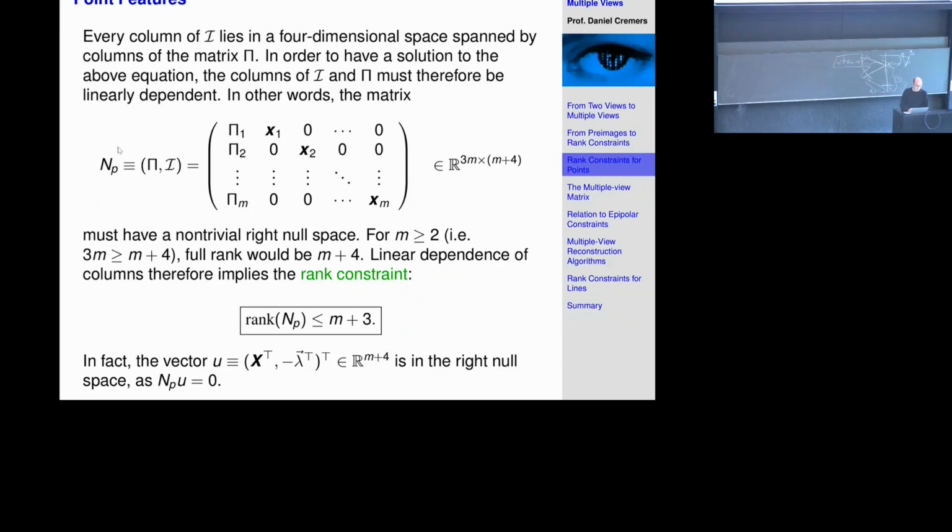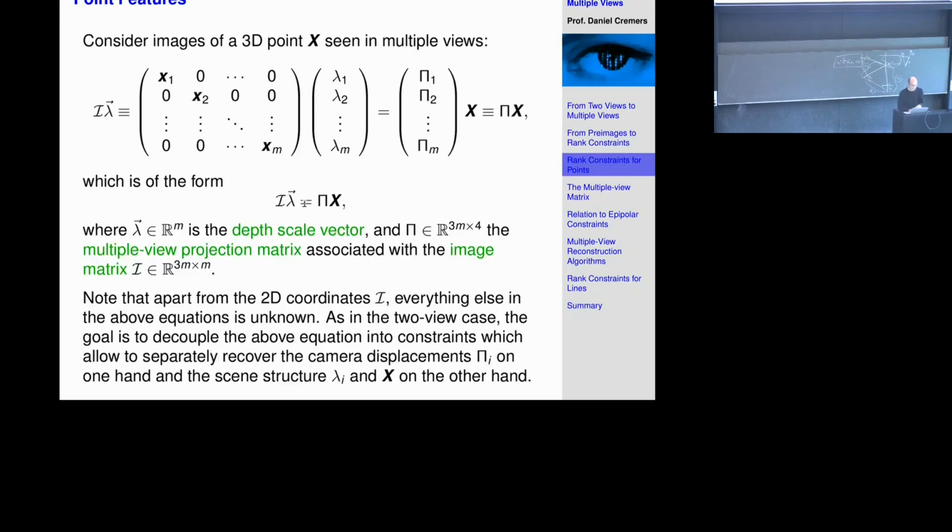Well, let's introduce this matrix NP. This is just stacking the pi and the I next to each other. So here are the projection matrices into the M images. Here are the known 2D coordinates all in one massive matrix, right? And then we can say this matrix must have a non-trivial right null space. And in fact it is this vector x and minus lambda transpose. If I multiply NP by this vector, I must get 0, because that's the equation we have here, right?